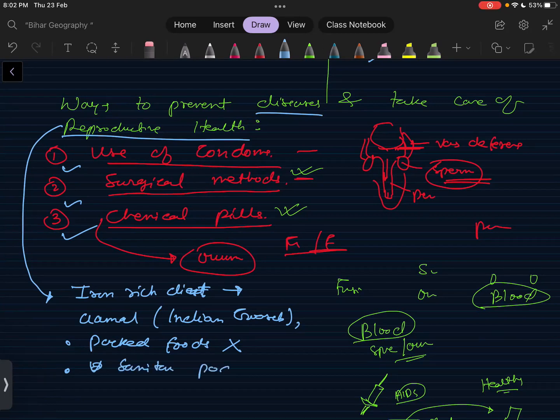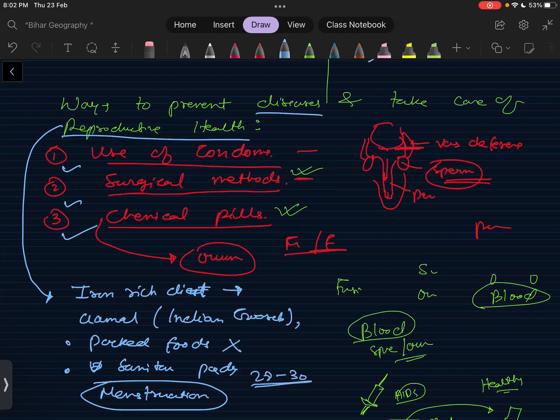Sanitary pads. Remember, in the previous class, I told you about the menstrual cycle that takes place in women. Women go through menstruation every 28 to 30 days, so they need to take care of hygiene. That's why they should be using sanitary pads.